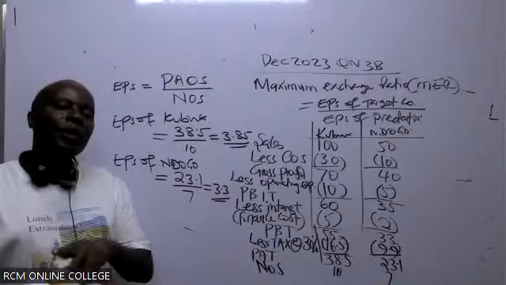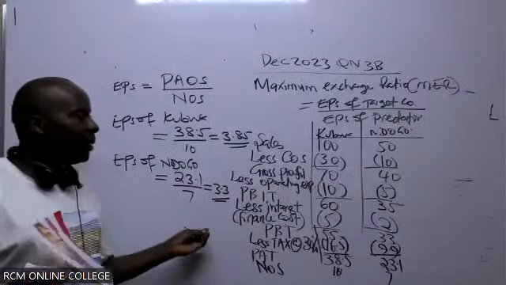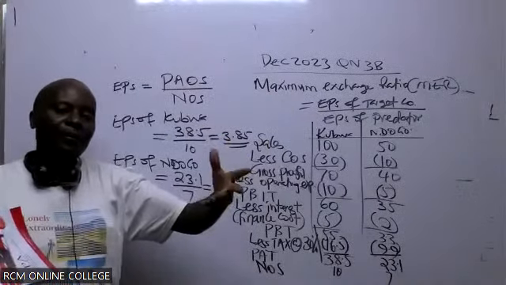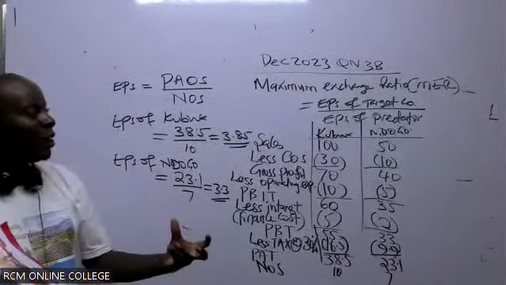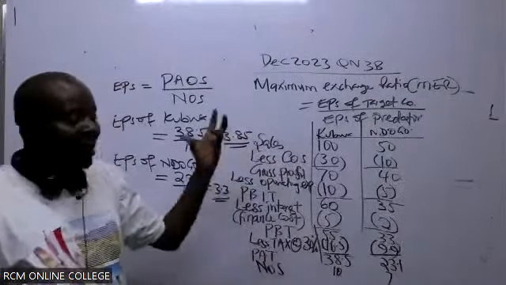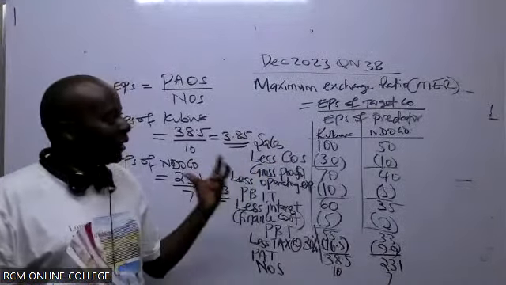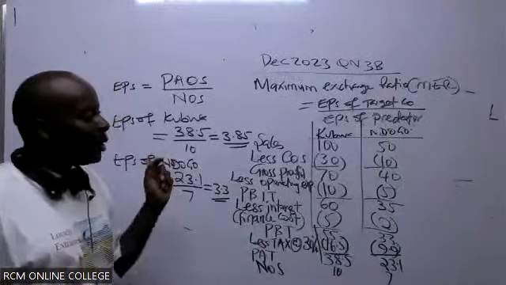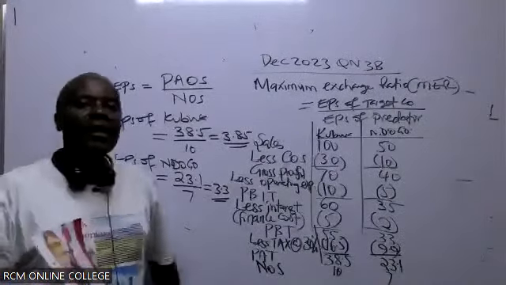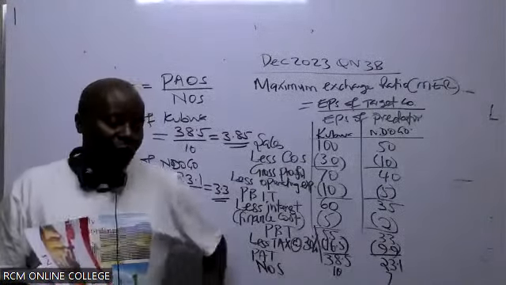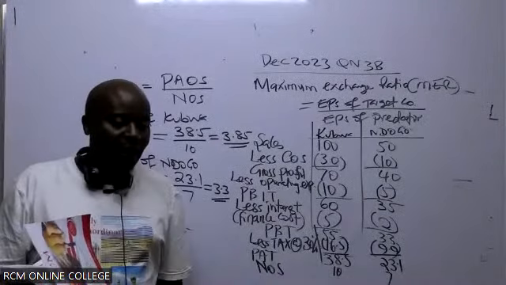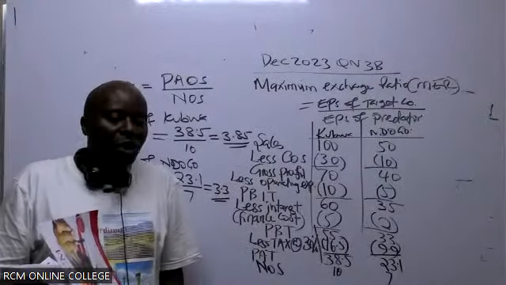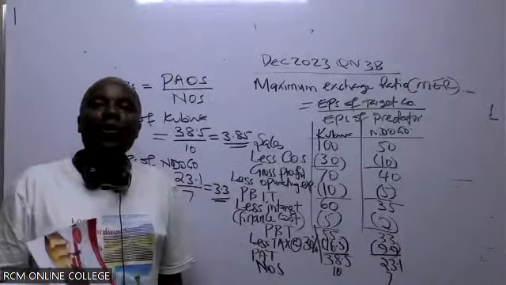Now, any student who was able to derive these numbers was able to get the maximum exchange ratio without breaking any sweat. Because to get maximum exchange ratio, we take EPS of the targeted company all over EPS of the predator. And in this particular case, which company is the targeted company? Ndogo, yes. Ndogo is the one that is being bought.